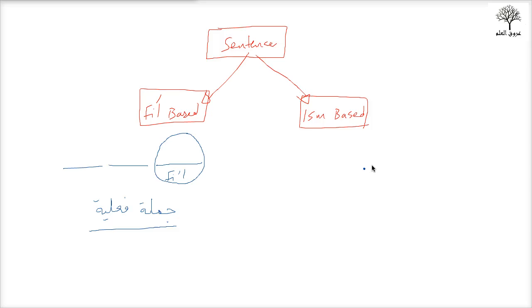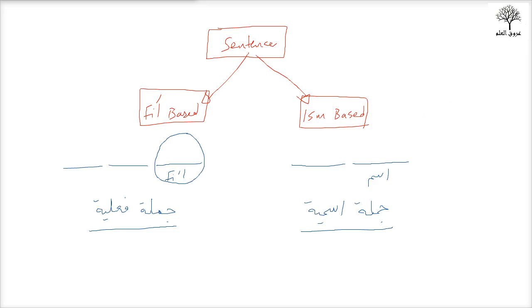And a sentence that starts off with a noun, or has a noun as the first word, so it has an ism as a first word, we call that a jumla ismiya. So whenever I say to you, okay guys, is this sentence a jumla fi'liya or a jumla ismiya, then you understand it like that. You say to me, this is a jumla ismiya. And I say to you, why? And you say to me, because it's based around an ism. It starts off with an ism. And this is a jumla fi'liya because it starts off with a fi'l.